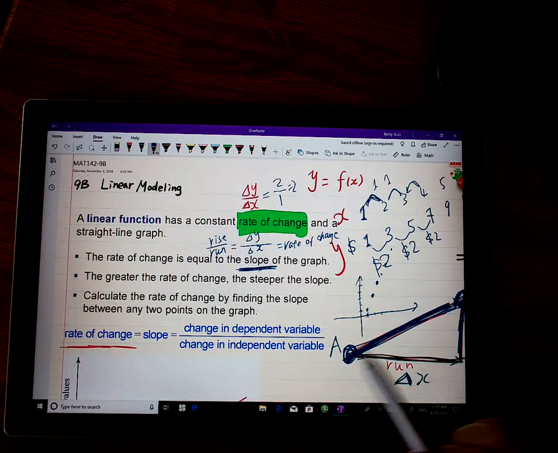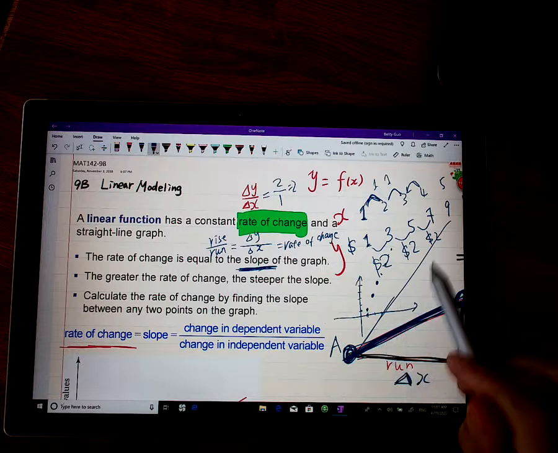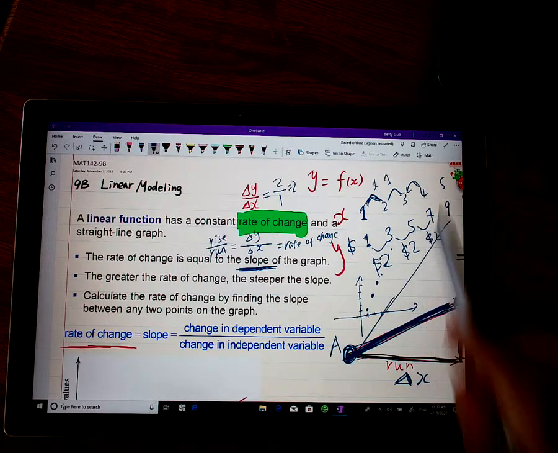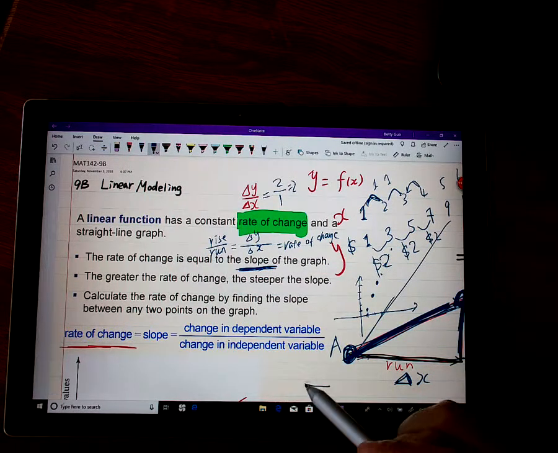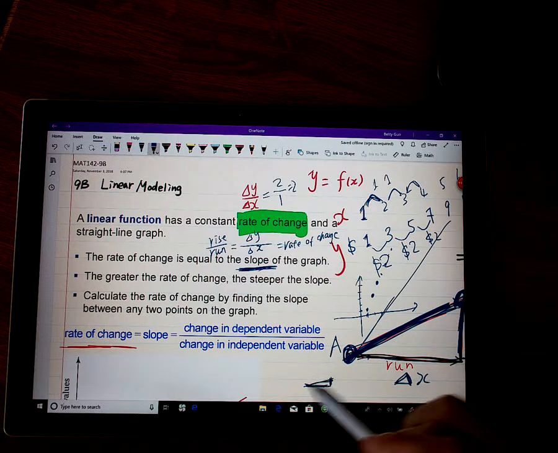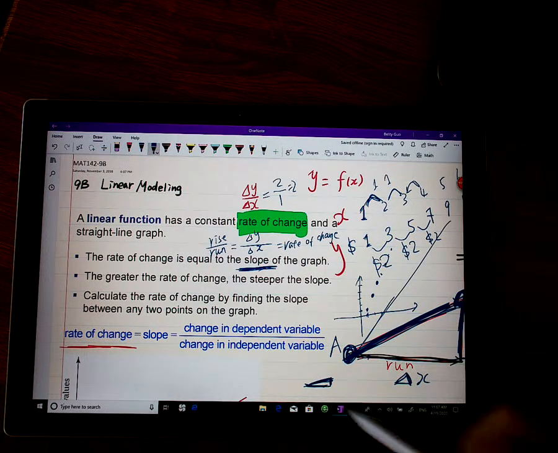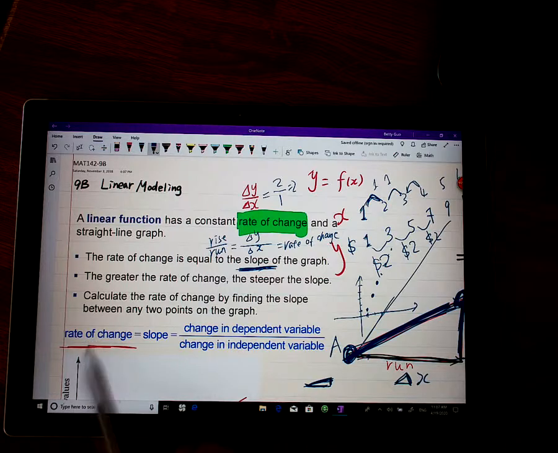So the slope could be very deep. For one increment in x, the increment in y is a big number, so that is very steep. If for one increment in x, the increment in y is very small, then you would have a flatter, very mild slope here.